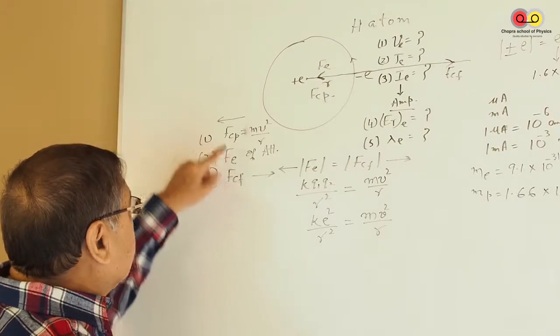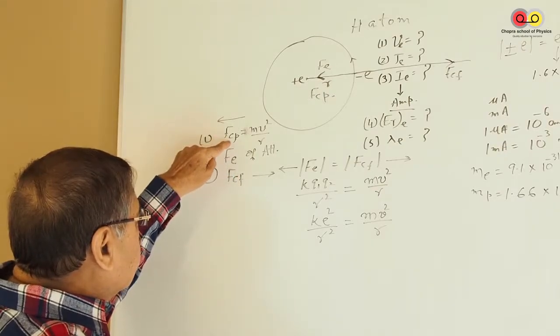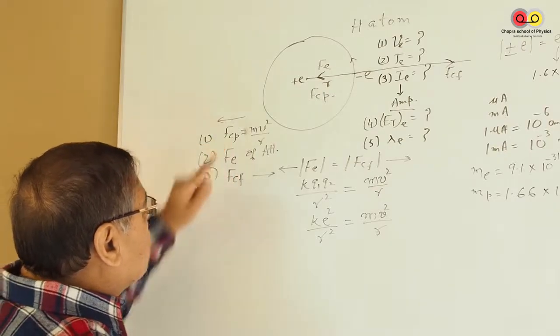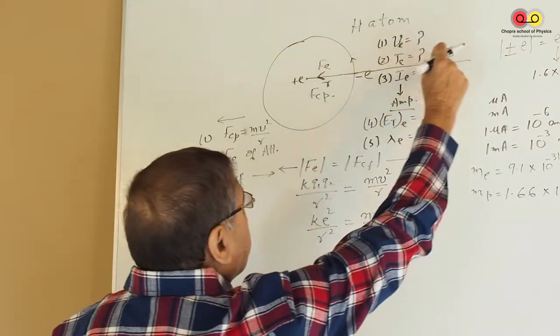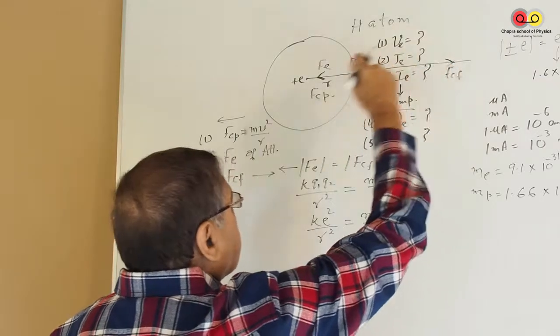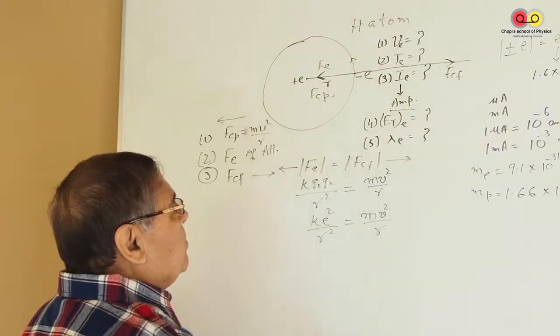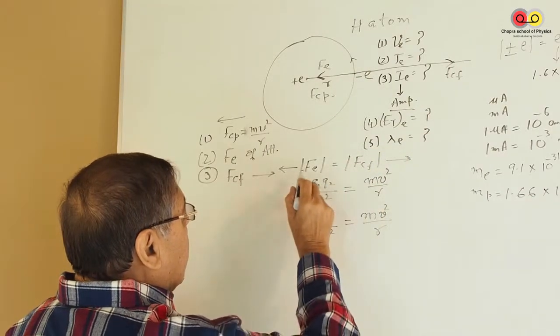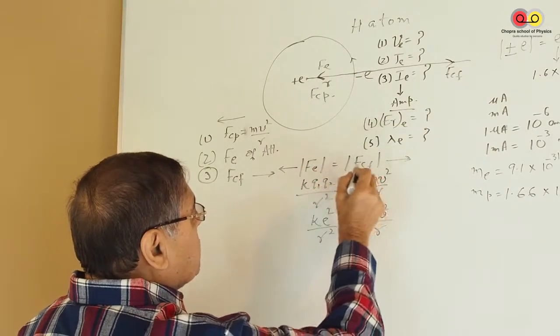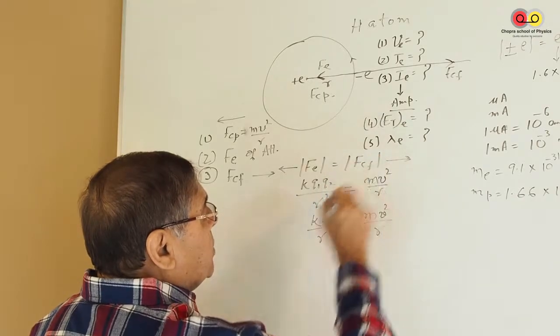Centrifugal force has a magnitude equal to centripetal force. However, the two forces acting on the electron are electrical and centrifugal. Centrifugal has the same magnitude as centripetal force. So what we have done mathematically, we have written electrical force modulus equals centrifugal force modulus.